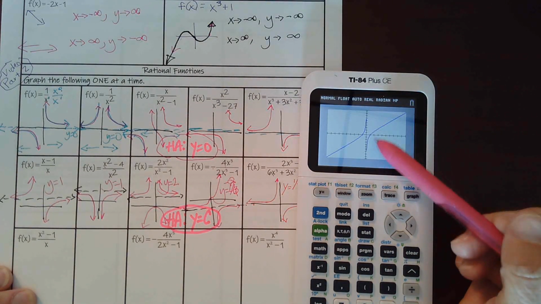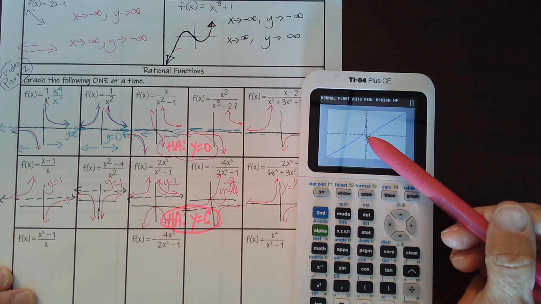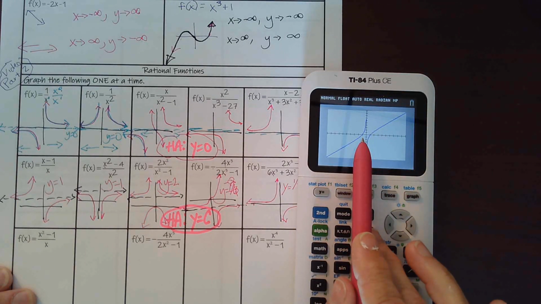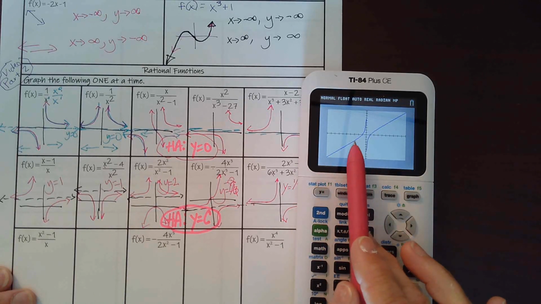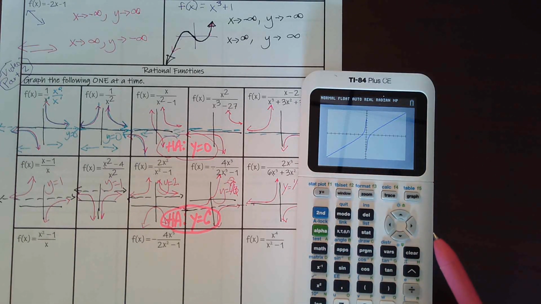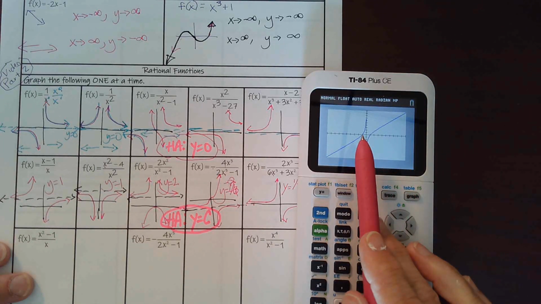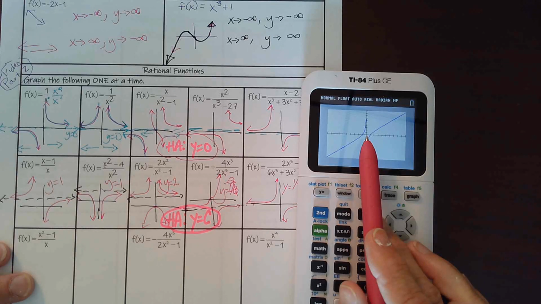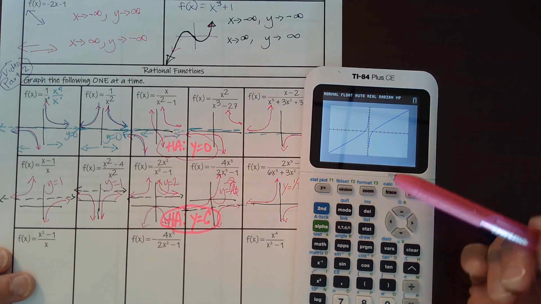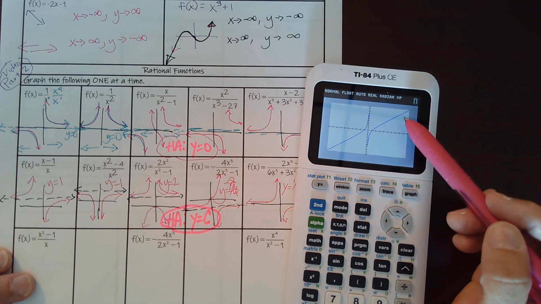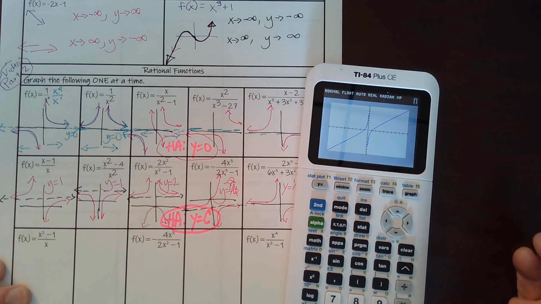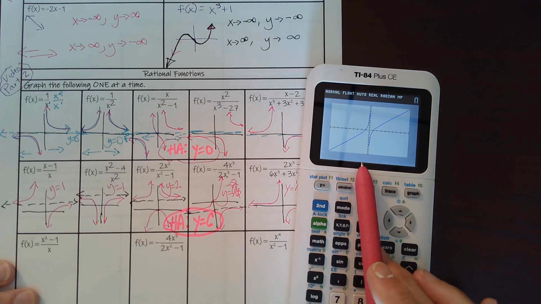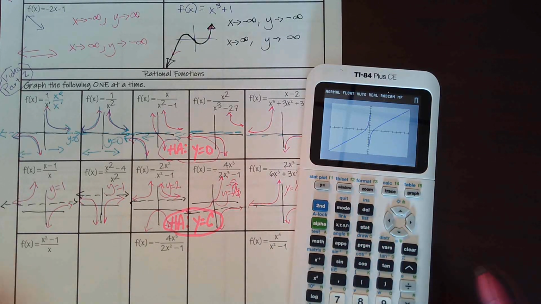So notice that this graph, as you look at this graph moving away from the origin in the negative x direction, the y values are not approaching a finite number. And neither do the y values as you look at this graph moving away from the origin in the positive x direction. Your y values are not approaching any finite number either. So this particular function, the graph does not have a horizontal asymptote.